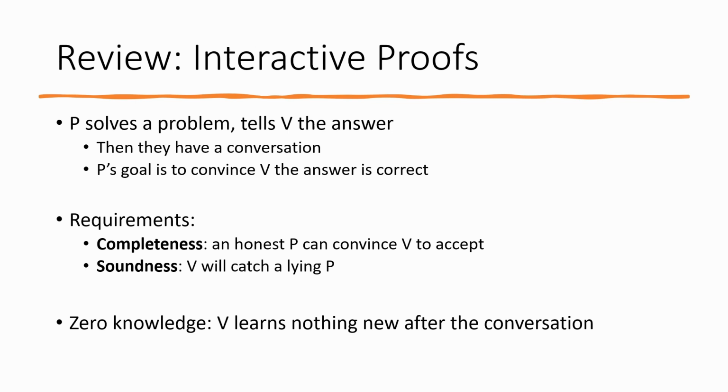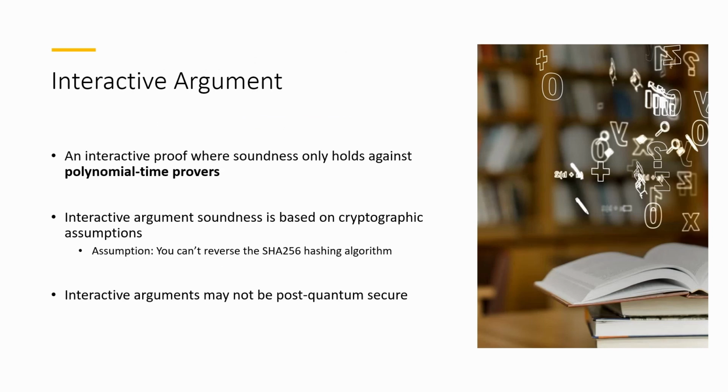Next, let's look at the interactive argument of knowledge. An interactive argument is an interactive proof where soundness only holds against polynomial time provers. That is, the soundness property of an interactive argument is based on cryptographic assumptions, such as you can't reverse the SHA-256 hashing algorithm. This is fine today because all of our computers run in polynomial time. However, note that this means interactive arguments may not be post-quantum secure. If in the future we have a malicious prover that is a quantum supercomputer, then our proof system may not be sound and the prover may be able to convince the verifier of a false claim.